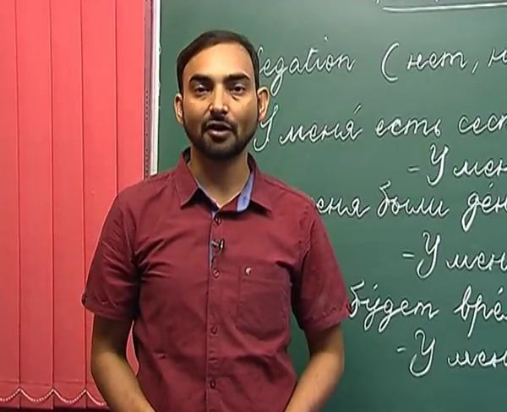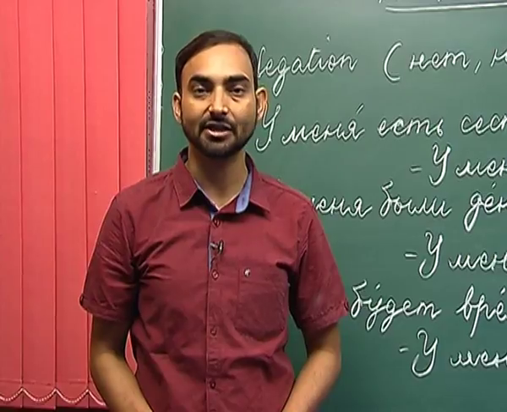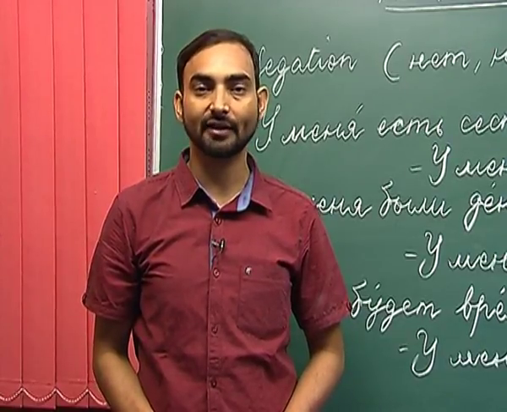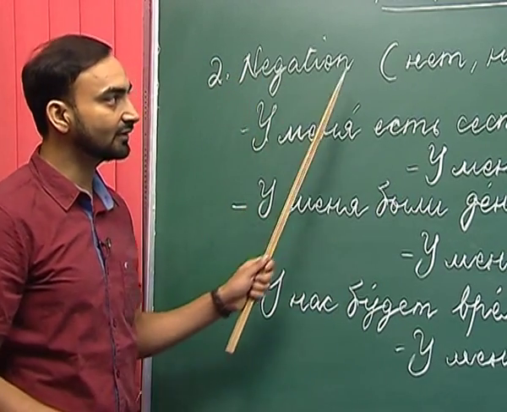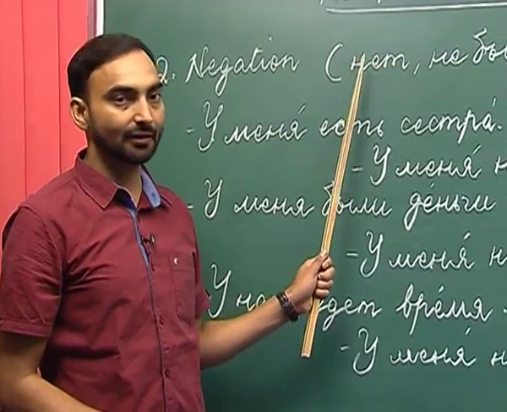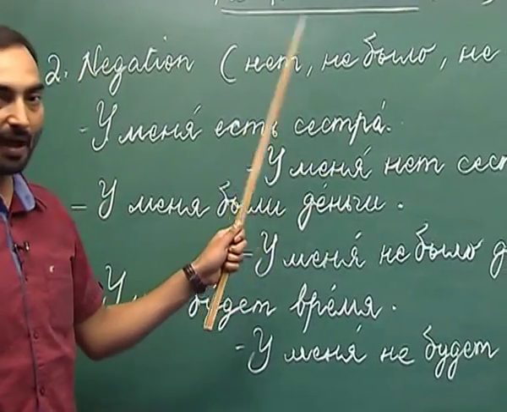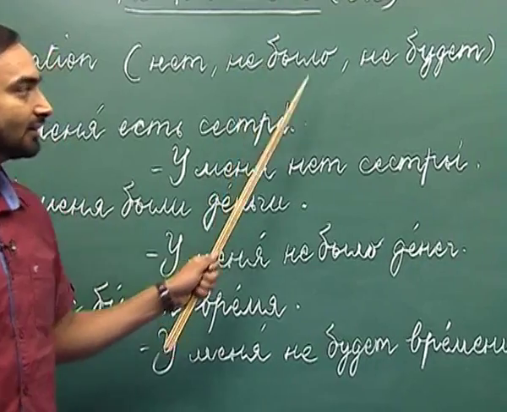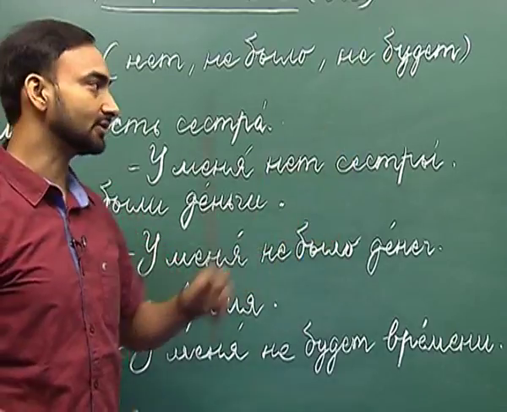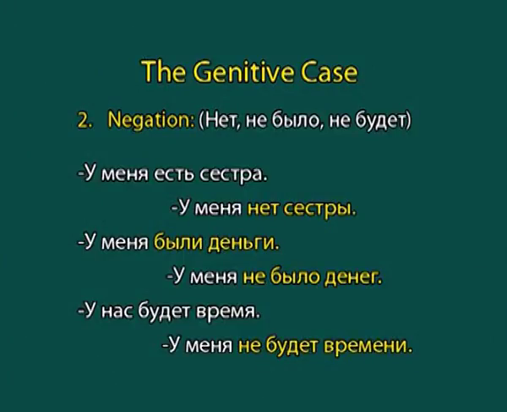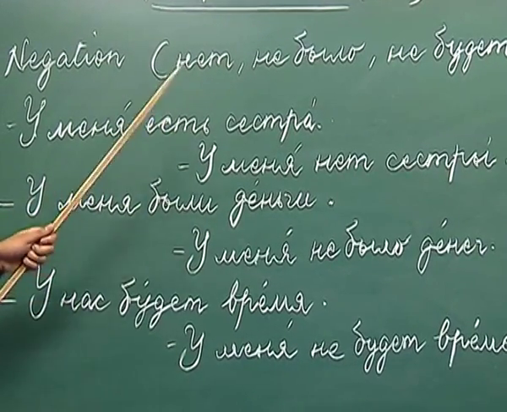The genitive case of nouns is also used to show negation of somebody or something. This is denoted in the present tense with the help of the negative particle нет, in the past tense не была, and in the future tense не будет. I have written here one assertive sentence and its negative counterpart in the present tense, the past tense and the future tense. So, let us have a look at each one of them.